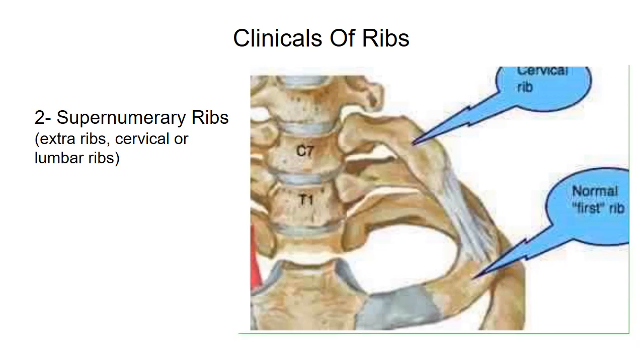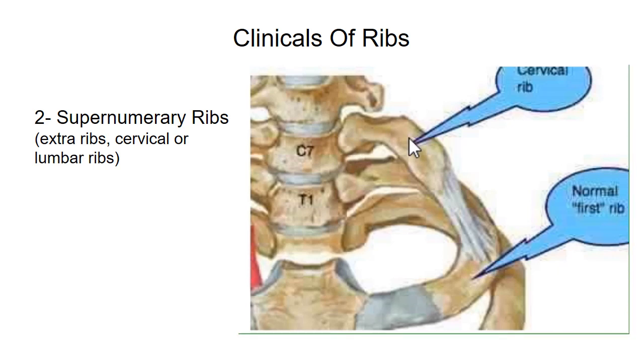Cervical ribs are relatively common. What is a cervical rib? It is basically a congenital overdevelopment of the transverse or horizontal processes of the 7th cervical vertebra. This is the 7th cervical vertebra. This is the first thoracic vertebra. This is the cervical rib, which is basically the overdevelopment of the transverse process of the 7th cervical vertebra.